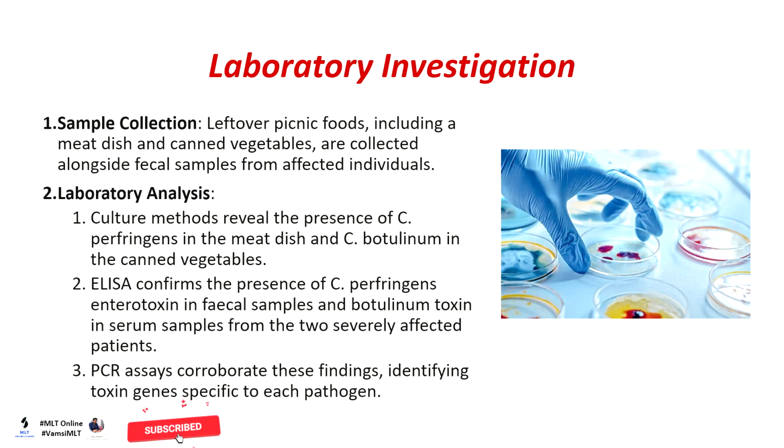Culture methods reveal the presence of C. perfringens in the meat dish and C. botulinum in the canned vegetables. ELISA confirms the presence of C. perfringens enterotoxin in fecal samples and botulinum toxin in serum samples from the 2 severely affected patients. PCR assays corroborate these findings, identifying toxin genes specific to each pathogen.